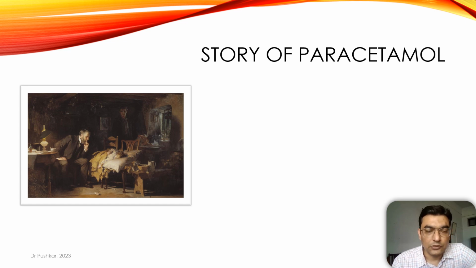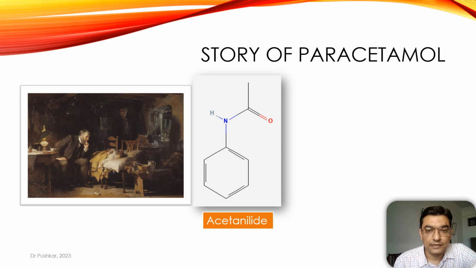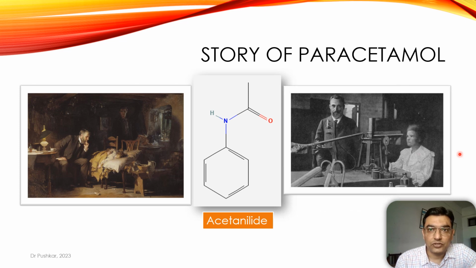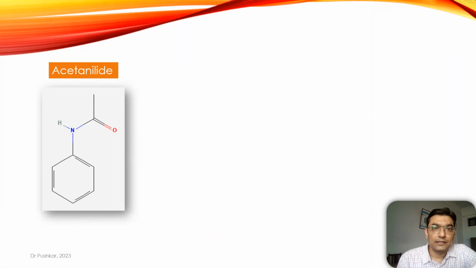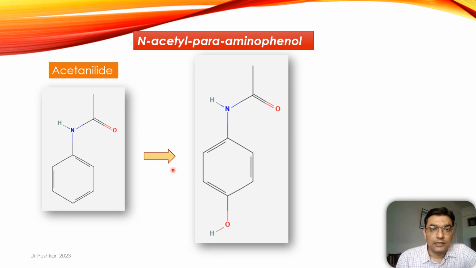About 100 years ago, a drug named acetanilide was prescribed as a painkiller, but it was very toxic. So a chemist tried to modify its structure and find a compound that was less harmful but still retained the analgesic properties of acetanilide. While doing this, he accidentally discovered a new compound, named N-acetyl para-aminophenol. The only difference between acetanilide and N-acetyl para-aminophenol was the addition of a hydroxyl group here.